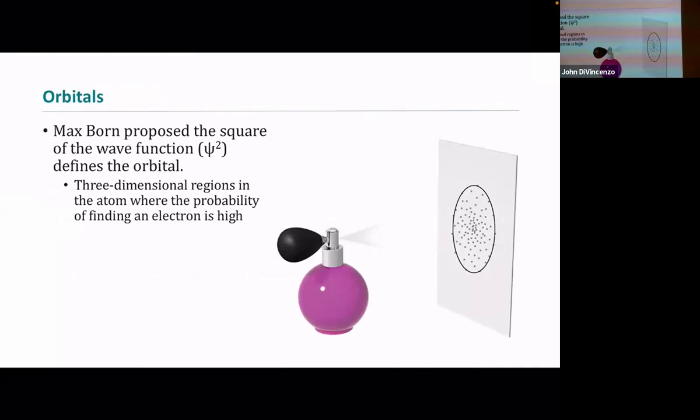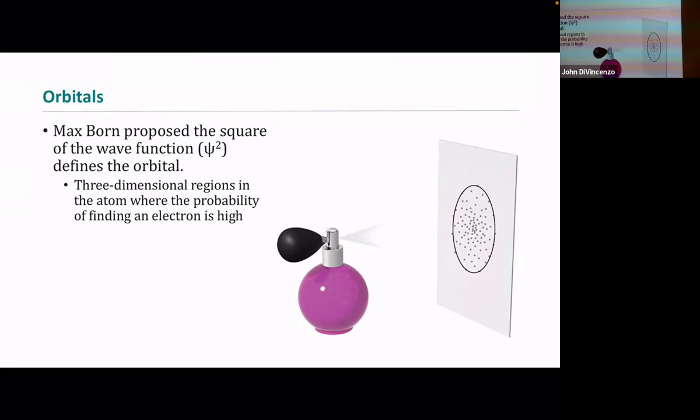Max Born, I think he might have won the Nobel Prize too, proposed the square of the wave function, defining what we now call orbitals. This is not the orbit like the Bohr orbit. Okay. Bohr's model was incomplete. That's okay. That's why science works, right? We built on ideas as we moved along. We realized it's not an orbit, it's an orbital. A three-dimensional region of probability of where the electron resides around the nucleus.